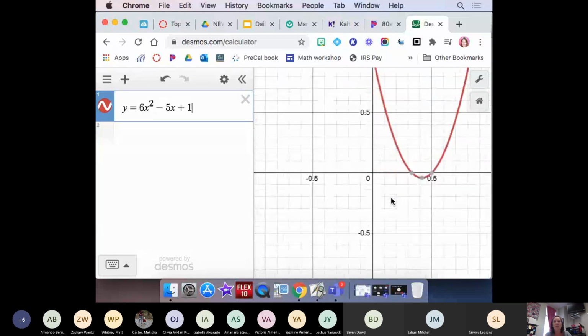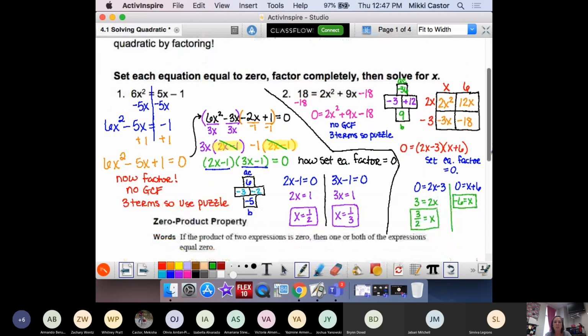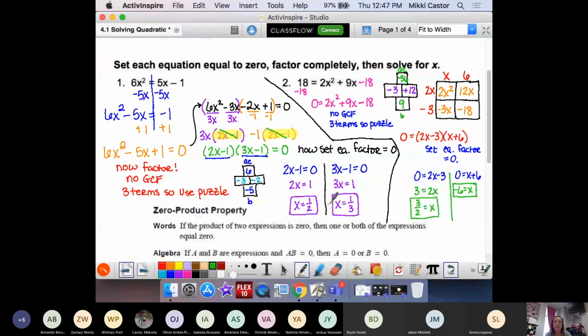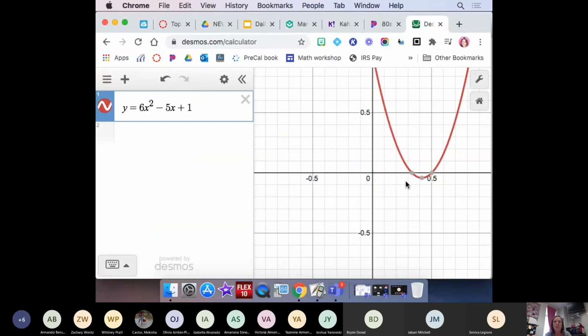So what I can do is zoom in a little bit. Over here, we said our solutions were 1/2 and 1/3. So if I come over here and take a look on the graph, 0.3333 repeating is the same as 1/3. So there's one of my solutions as an x-intercept. 0.5 is the same as 1/2. So there's my other solution. Okay, did that make sense how to use the graph to help you check?